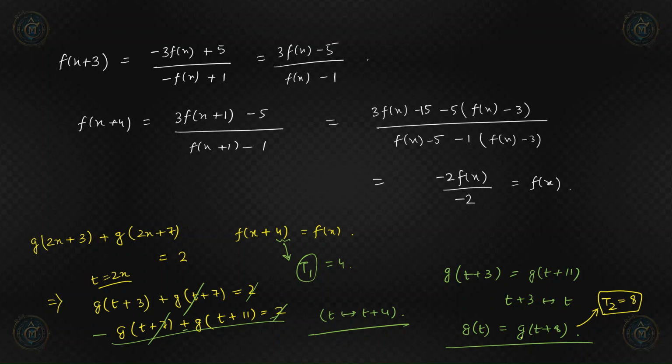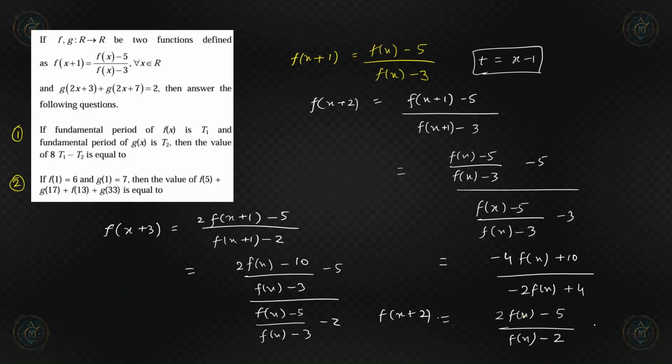Okay, so let us calculate this information. If the fundamental period of f(x) is T1, T1 equal to 4 and T2 equal to 8, then 8 times T1 minus T2, so 8 times 4, that is 32, minus 8, which is 24, right? So let us solve the second part of this paragraph. If f(1) is equal to 6 and g(1) is equal to 7, then the value of f(5) plus g(17) plus f(13) plus g(33) is equal to what?